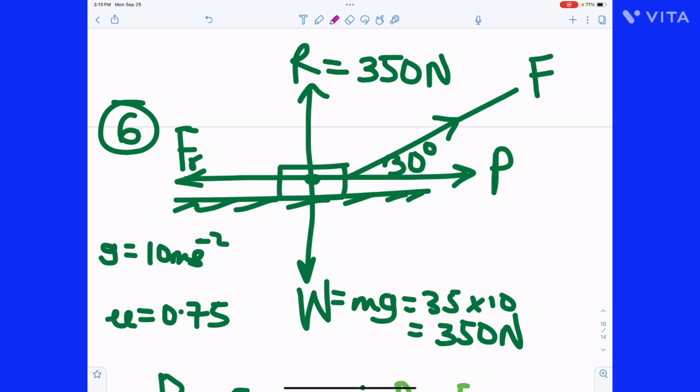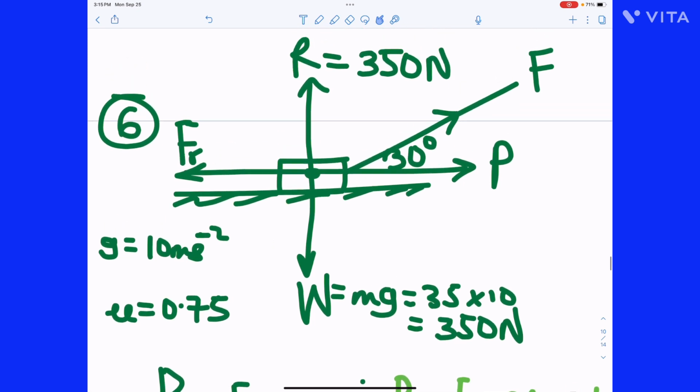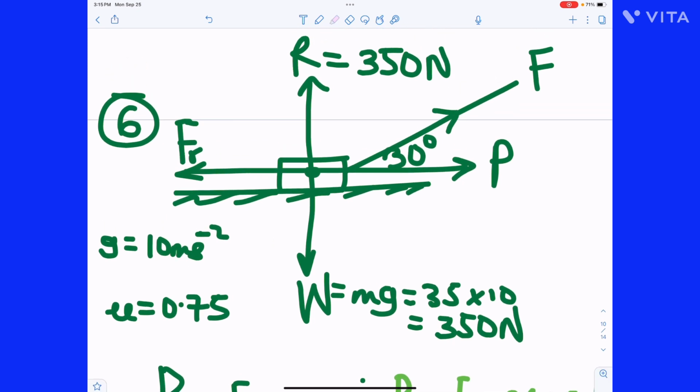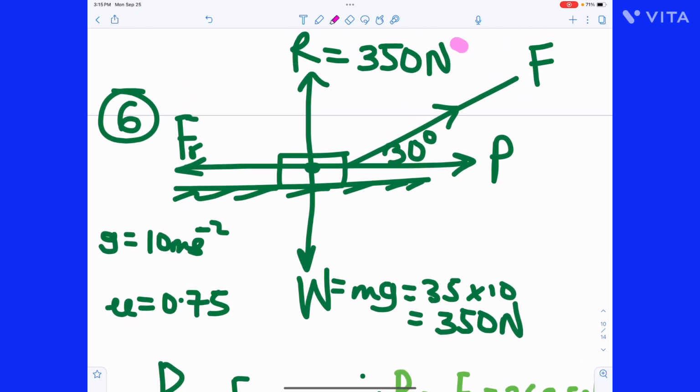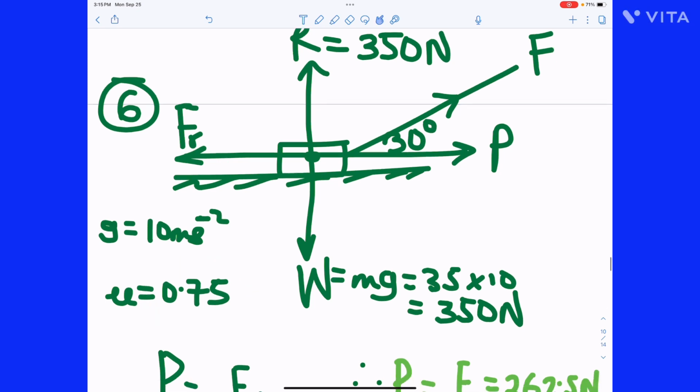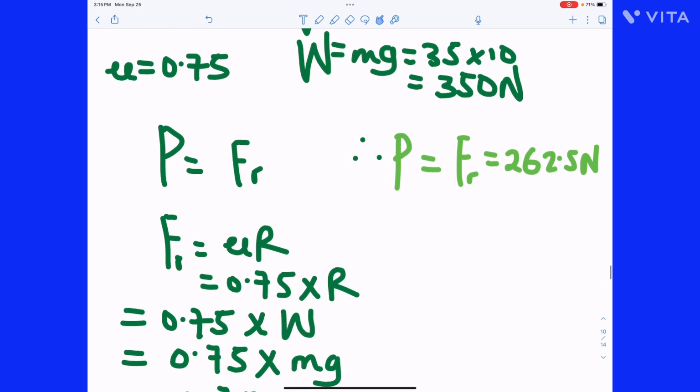So all we need is very simple. Let's get the frictional force first. The object has a mass of 35 kilograms. 35 times 10, mg, will give us 350 newtons. Now, after getting 350 newtons, which is the weight of the block, it means that the normal reaction R will be equal to 350 newtons, like we said before. Now, we are told that the coefficient of friction is 0.75. So put this into the equation for friction.